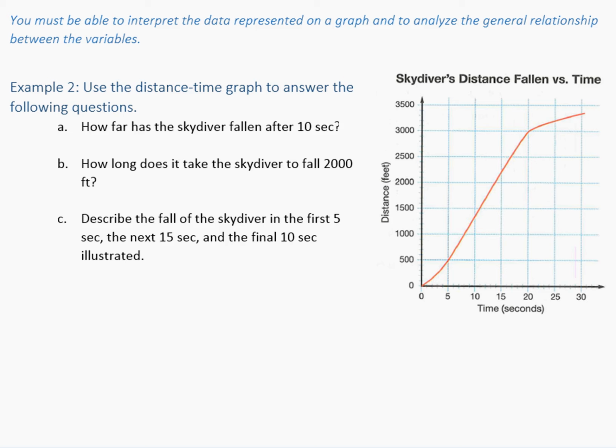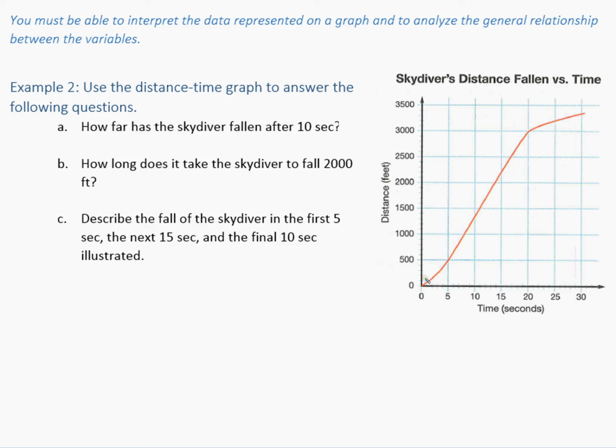The next couple examples talk about this idea. You must be able to interpret data represented on a graph and to analyze the general relationship between the variables. So here we're given a graph. We should be able to look at this graph and kind of talk about what's happening on this graph. And so example 2, use the distance time graph to answer the following question. So let's just take a look at this first.